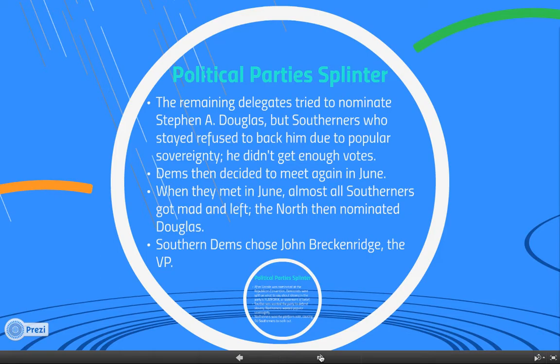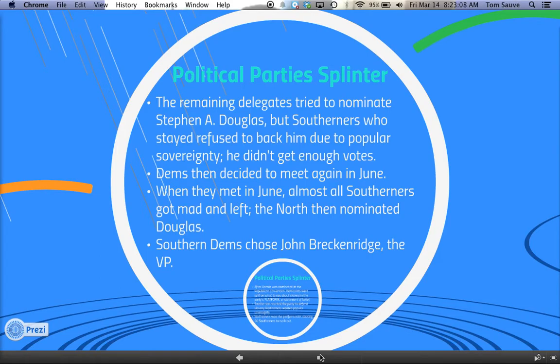But when the Baltimore convention opened, Northerners and Southerners remained at odds. This time, almost all the Southerners left the meeting. So with the Southerners gone, the Northern Democrats nominated Douglas. Meanwhile, the Southern Democrats decided to nominate their own candidate, and they chose John Breckinridge of Kentucky, the current vice president, and he was also a big supporter of slavery.